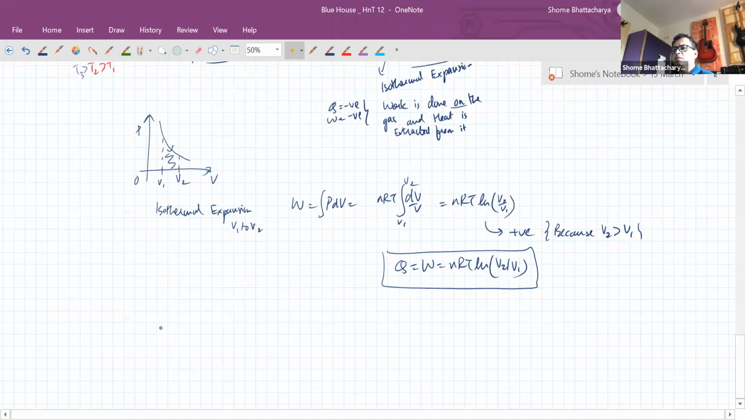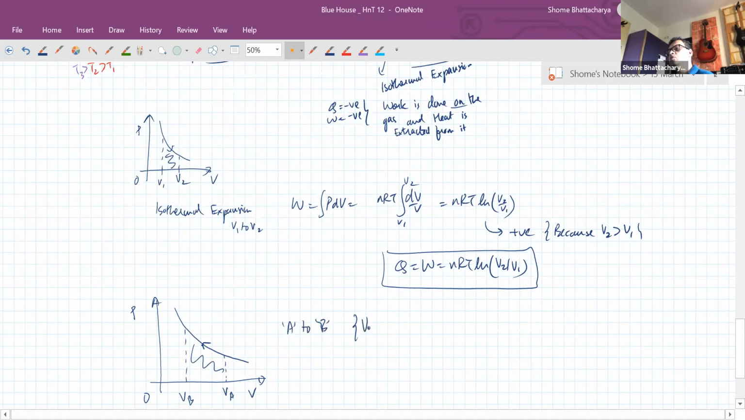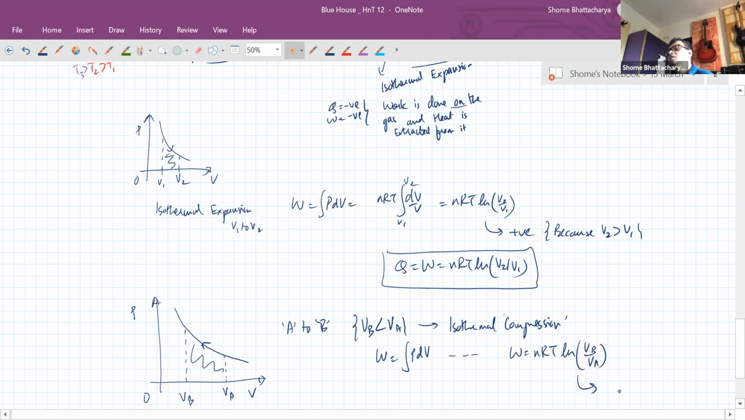Now, likewise, if we had a situation where we are going from a higher volume to a lower volume through an isothermal process only, the formula would be the same. So suppose this point has volume VA and this point has volume VB, but we are going from A to B this time. So in the case of A to B, volume at B is lesser than volume at A. So we are going through an isothermal compression. So here we'd see W is equal to, by the same steps, W would come out to be nRT ln VB by VA. But here since VB is less than VA, the work done comes out to be a negative quantity.